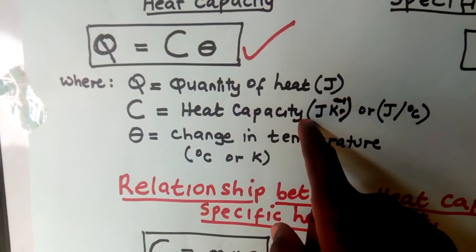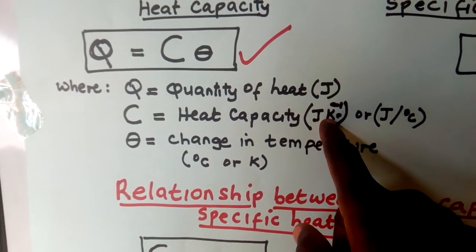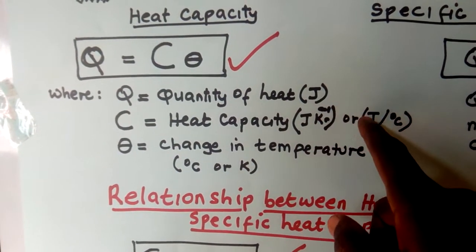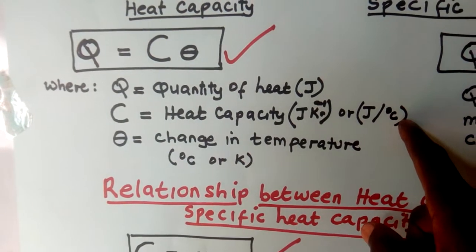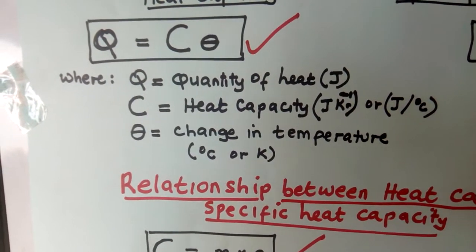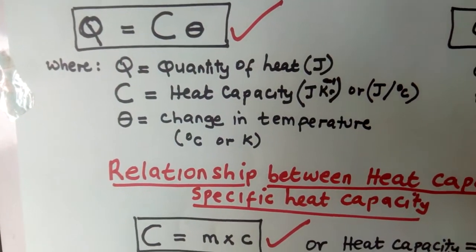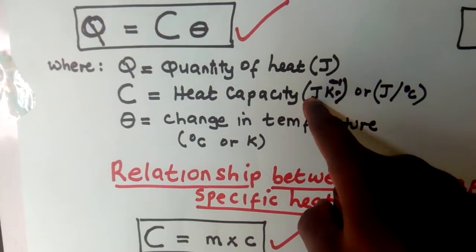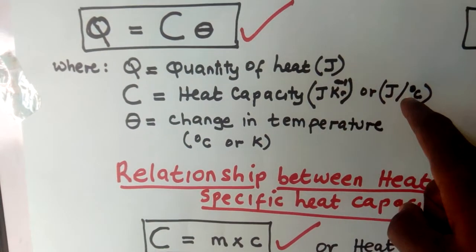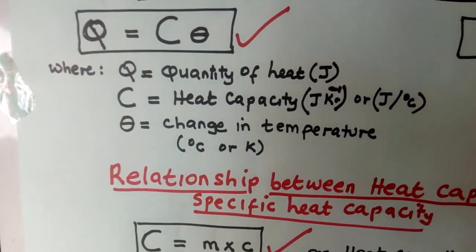Now the heat capacity here, the SI unit is what? Joules per Kelvin or joules per degree Celsius, depending on the temperature. Has the temperature of the body increased by 1 degree Celsius or 1 Kelvin? So if it is in Kelvin, it is joules per Kelvin. If it is degree Celsius, it is joules per degree Celsius. Those are the units for heat capacity.